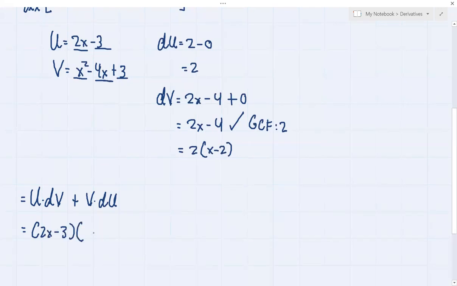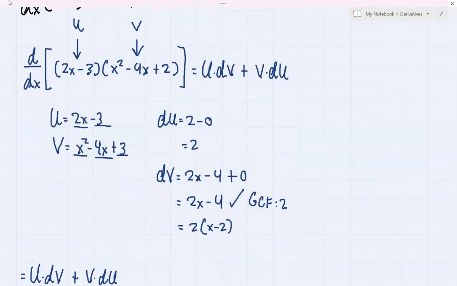Next, dv is 2 times x minus 2. By the way, you can use 2x minus 4 if you like, or this one, which is simplified. For me, I will choose the simplified, factored one. So my dv is 2 times quantity x minus 2. Alright? Plus, we have your v. v is x squared.